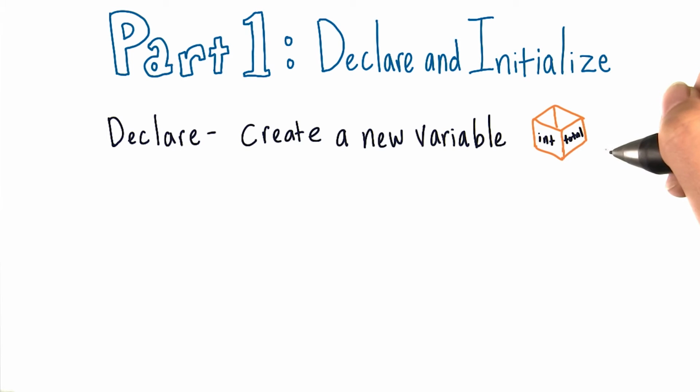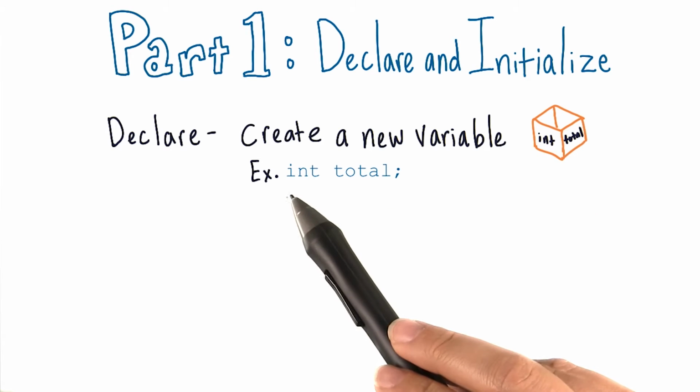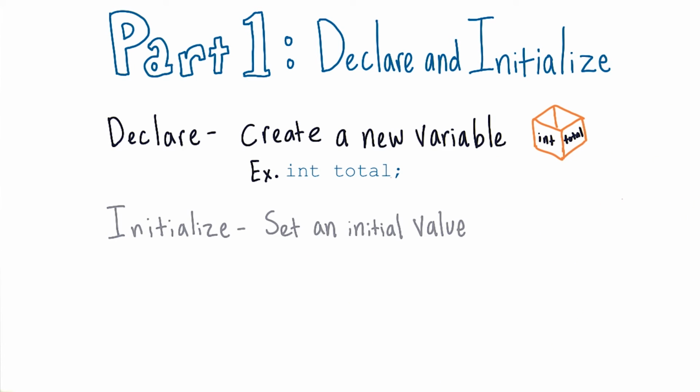Declaring a variable means creating a new variable. It's like making the box for a variable. And it looks like this. Right now, there's no value involved. It's just the data type, the name, and a semicolon.